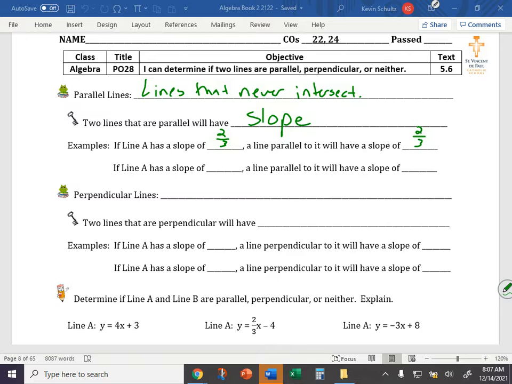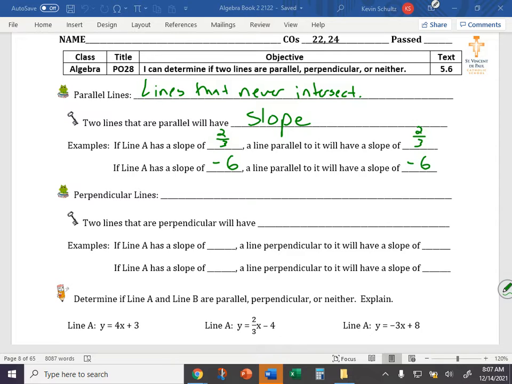If line A has a slope of -6, line B that's parallel to it will have a slope of -6.